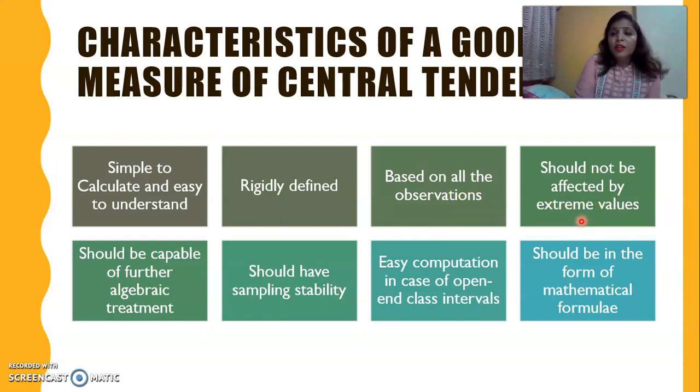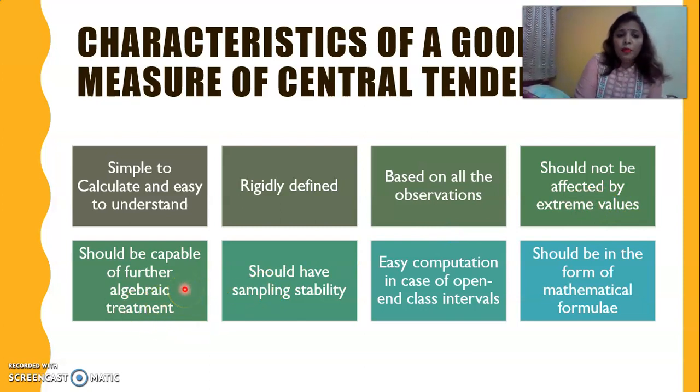Say for example, there are marks which are being scored by a particular class. The marks could be out of 75, 50, 40, and then on the other end there is 0, which may significantly differ the average. So a good statistical measure of central tendency should not be affected by extreme values.